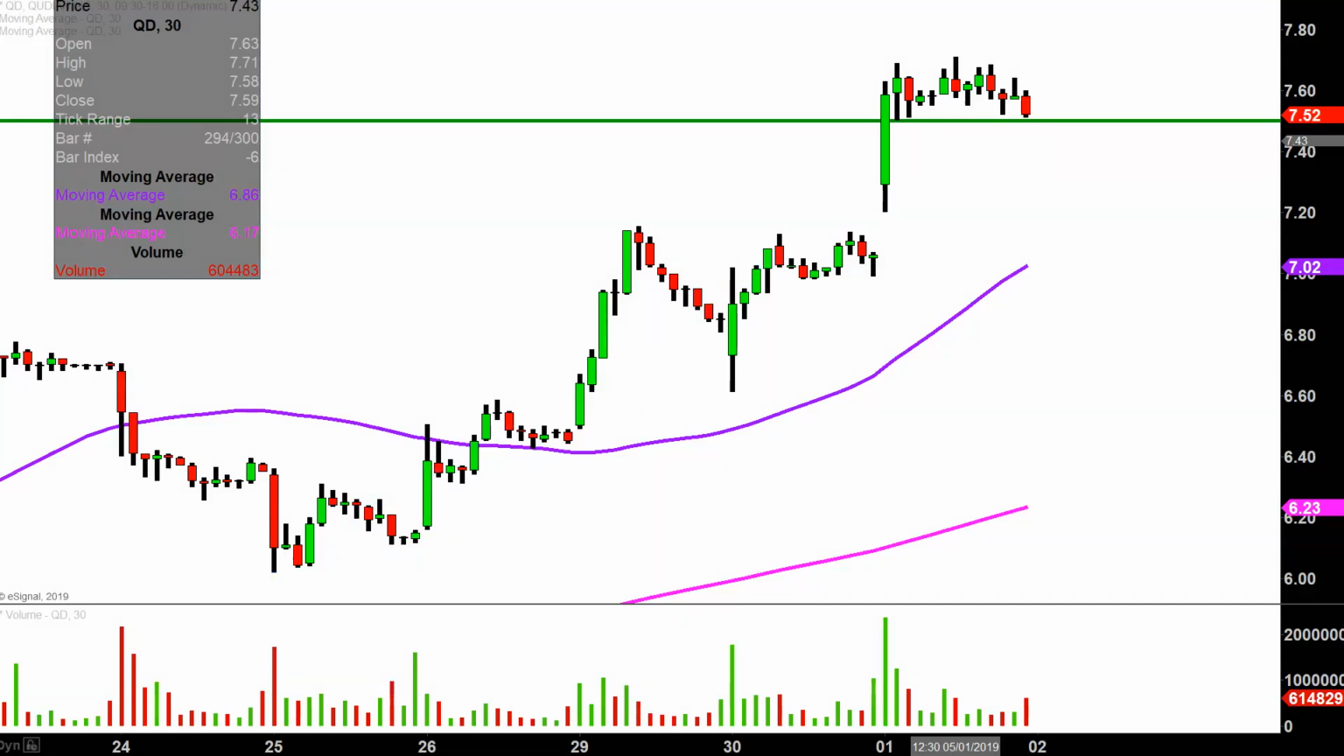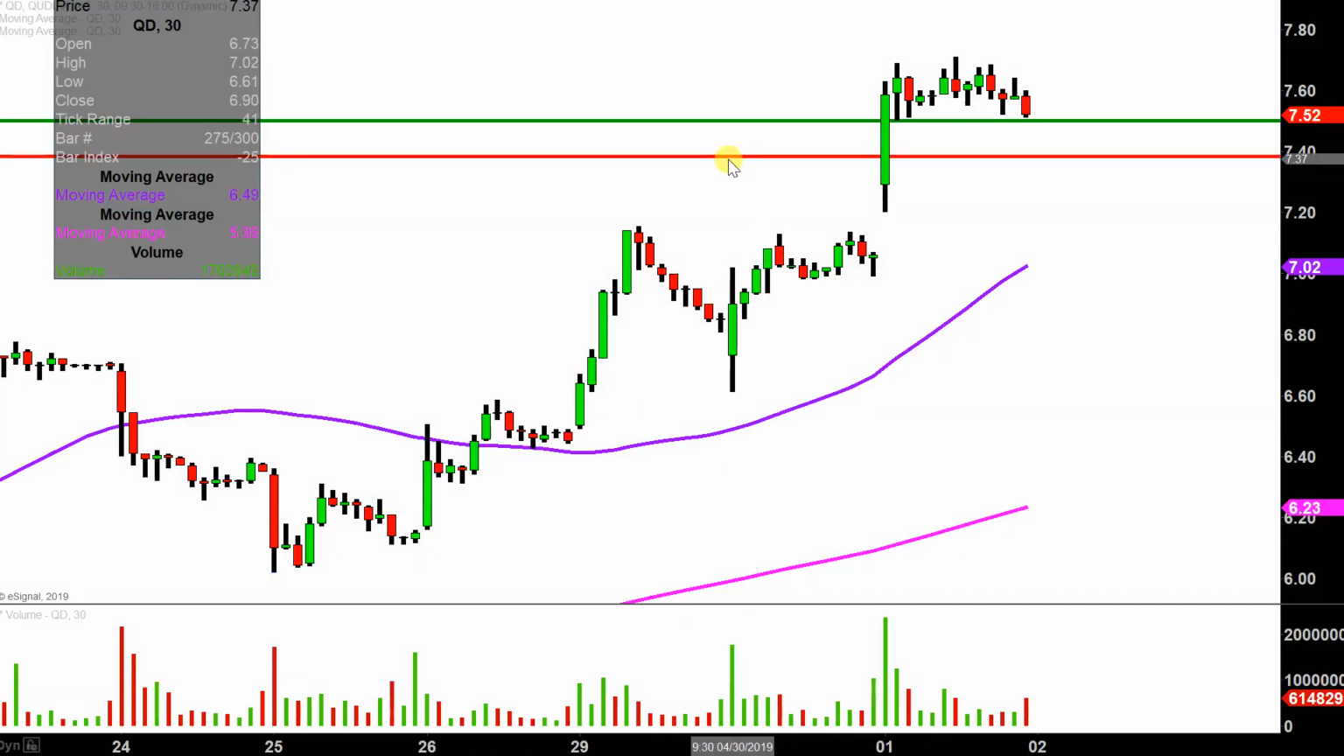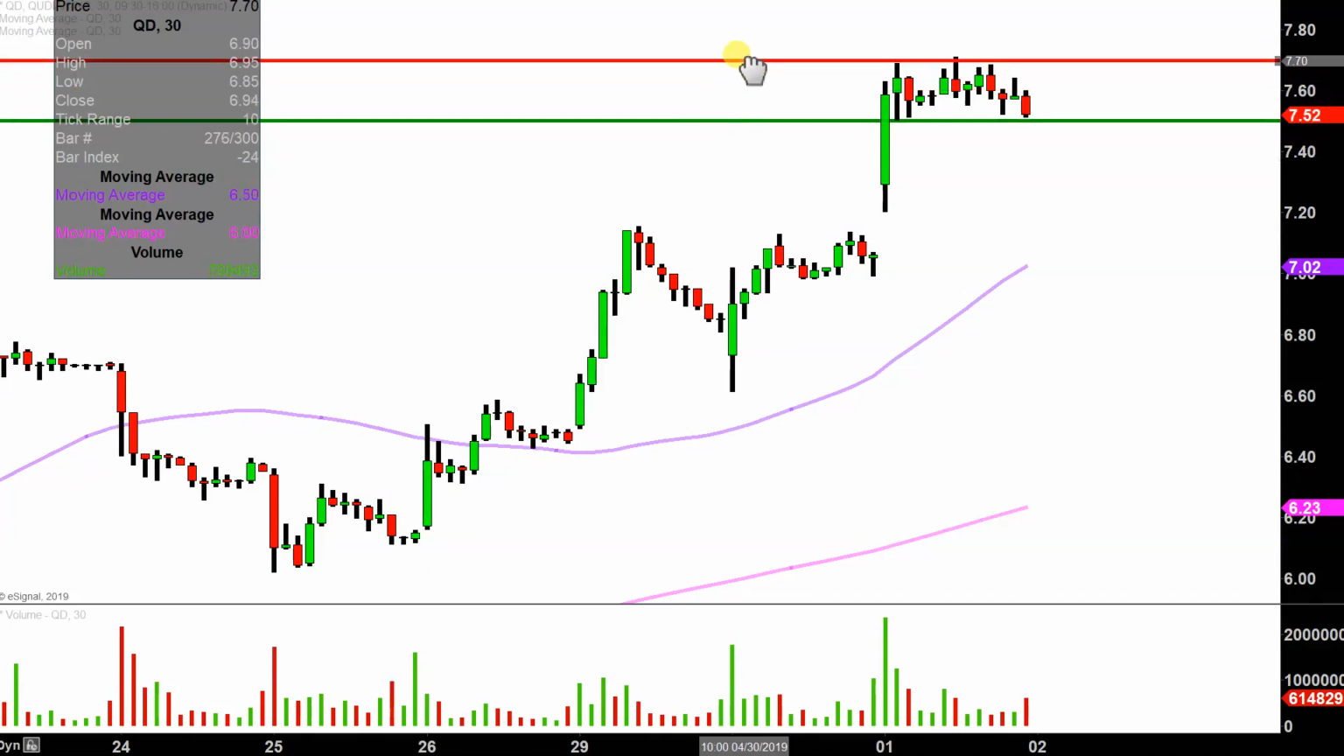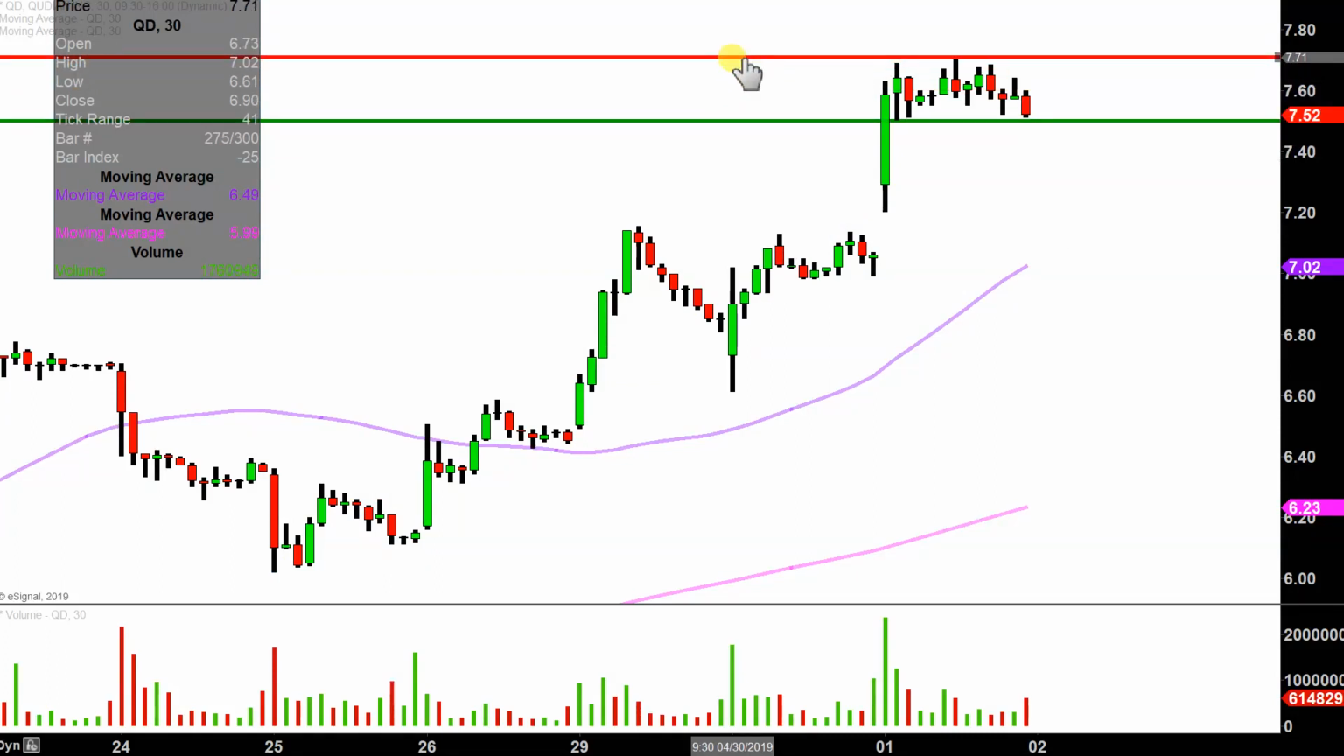What about areas of resistance? As far as where the sellers are at, they made themselves pretty apparent today, right up around $7.70, give or take a couple pennies, but that general area is certainly where the price congestion is. But overall, resistance levels don't matter.